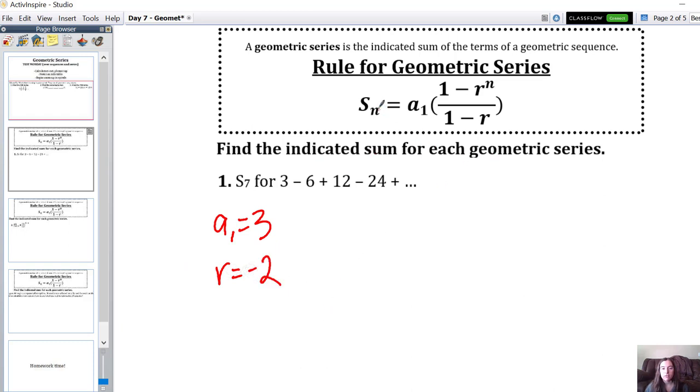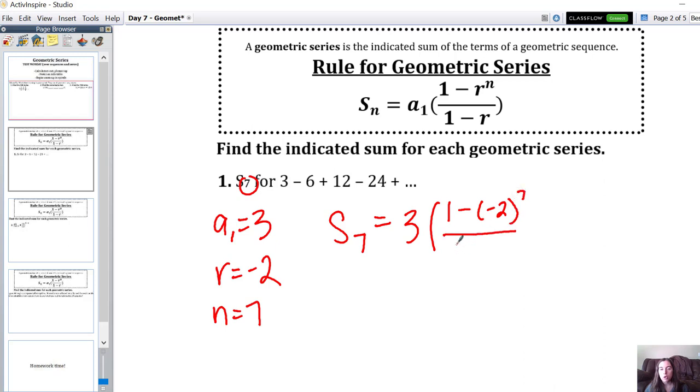So to find the sum of the first 7 terms, remember n here is 7, we need the first term, 3, times the quantity 1 minus negative 2 to the power of n, which is 7, over 1 minus negative 2.